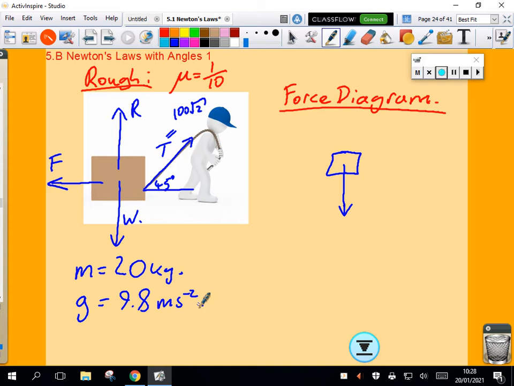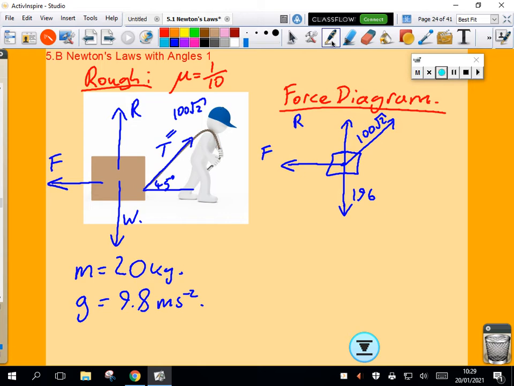Okay, so the downward force is going to be the weight of the box, which is mg, which I think we said is 196. Upwards is going to be the normal reaction. Up to the right is going to be the tension, which I said was 100 root 2. And now, introducing our friction here, we're going to have some kind of friction force.